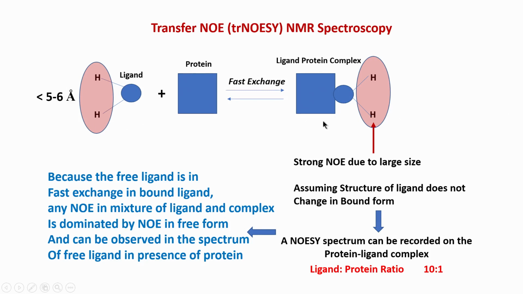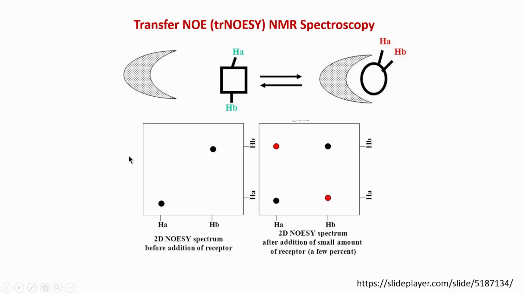So the point is that any NOE effect I see in the ligand-complex mixture will be basically this NOE effect, because there is no NOE for the free ligand on its own, and it can be observed in the spectrum of the free ligand. The NOE effect here is seen in the NOE of this spectrum, even though this one on its own does not have any NOE effect. Let us see how it looks in the spectrum.